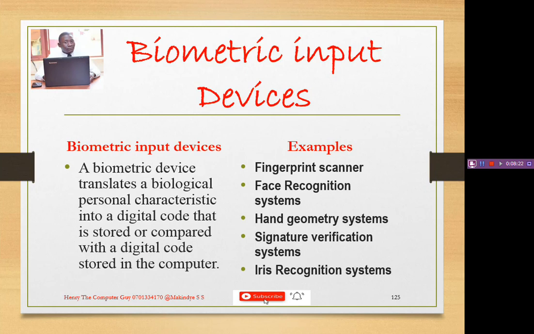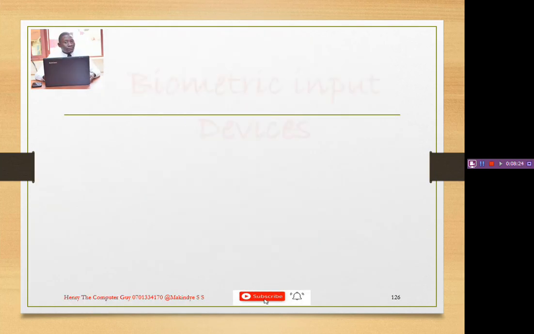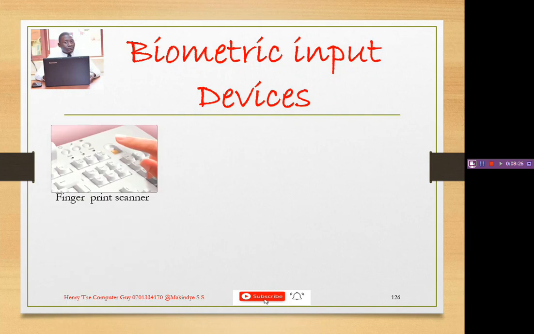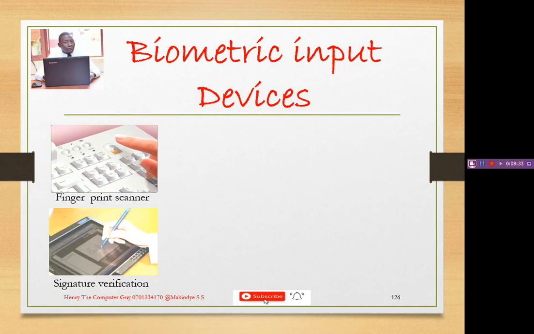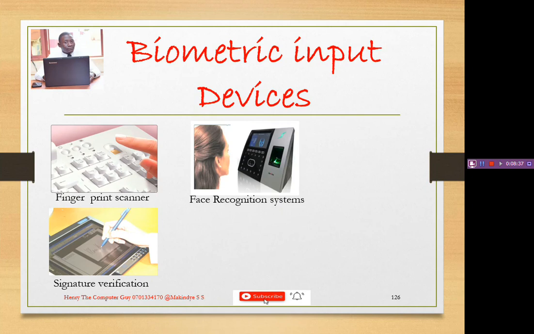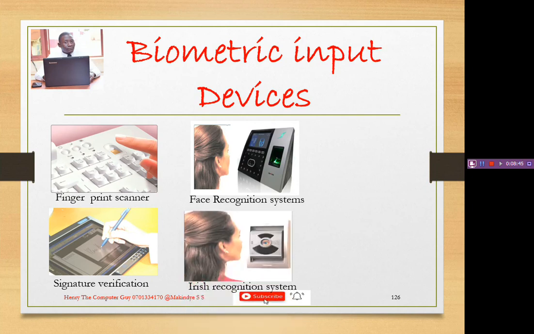Whenever you want to, for example, access a building, you can use one of these. Your fingerprint, you put it there, then they will scan it and either give you access or not. You can have the signature verification, and that's how it looks. Then we have the face recognition. It's going to scan the entire face of someone, then prove whether you're authentic or not. Then we can have the iris recognition, and it scans the iris of the eye.